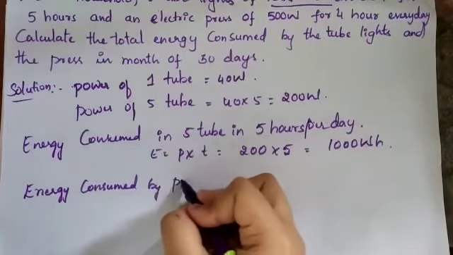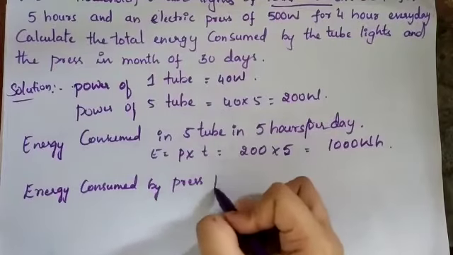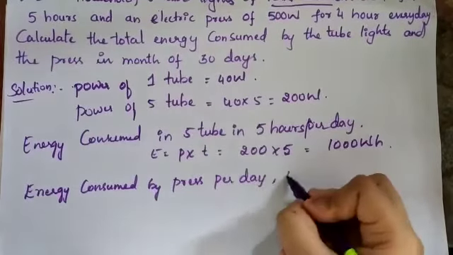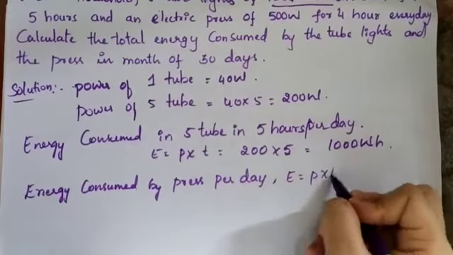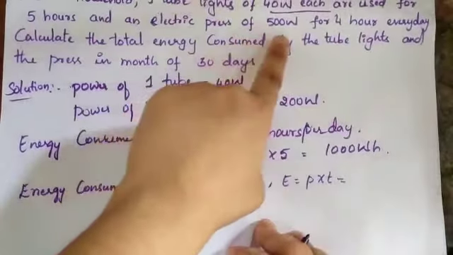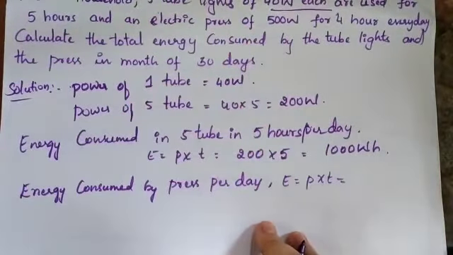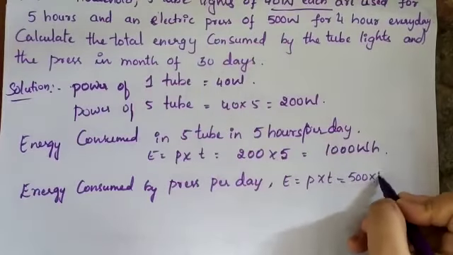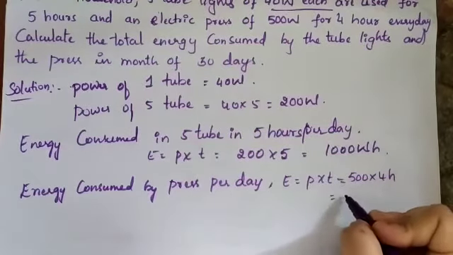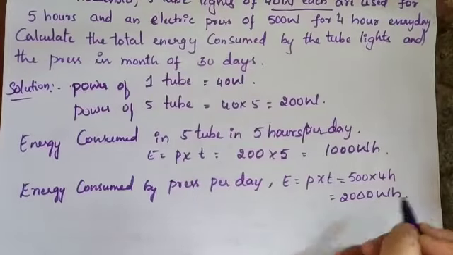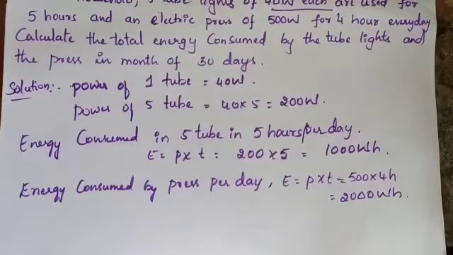Energy consumed by the press per day: E is equal to P into T. What is the P value we have for the electric press? 500, and time will be 4 hours. So 500 into 4 hours, I'll get 2000 watt hour, that is 2 kilowatt hour. Now we have got the energy consumed in the tube light as well as the press.